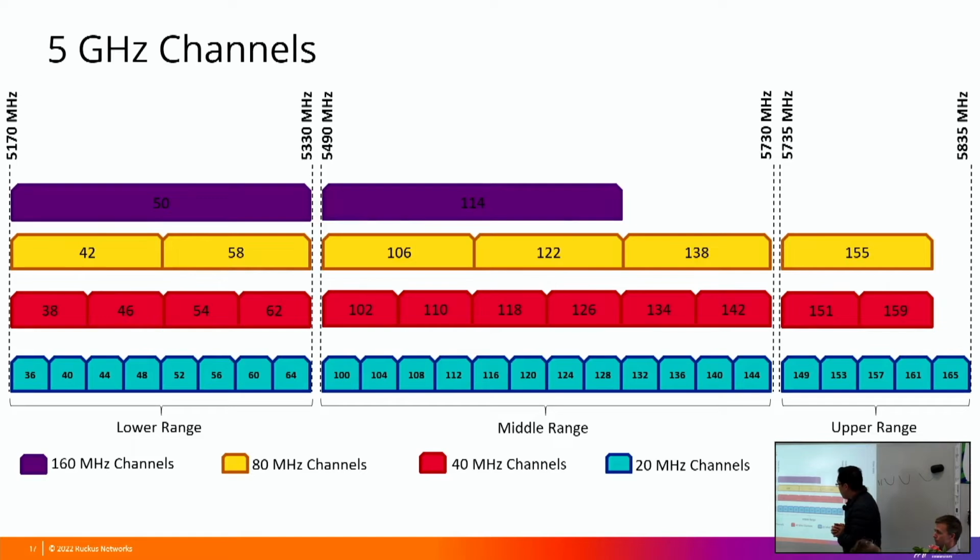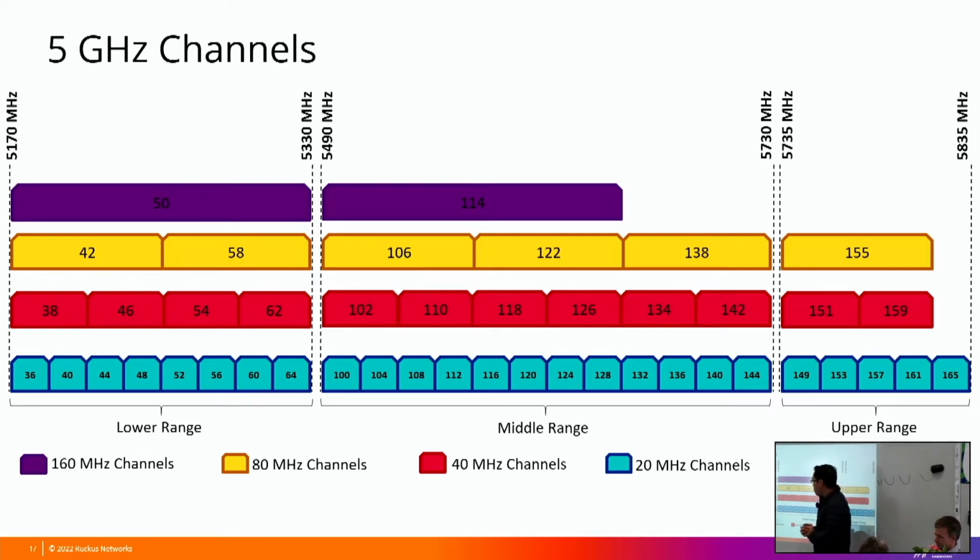5 gig, on the other hand. With 5 gigahertz, you've got a lot more channels to play with. None of the channels at 5 gigahertz overlap, so you can pick any channel and they won't overlap. The only thing you don't want to do is pick the same channel on your neighboring access point, right?